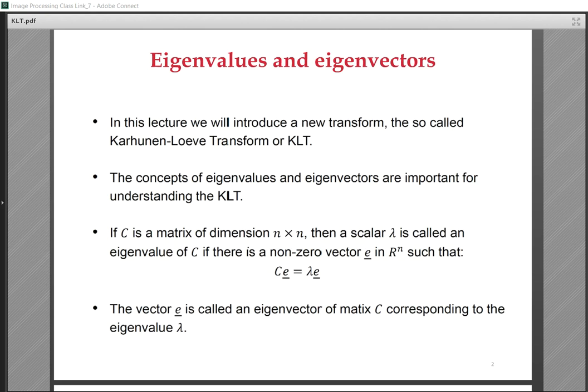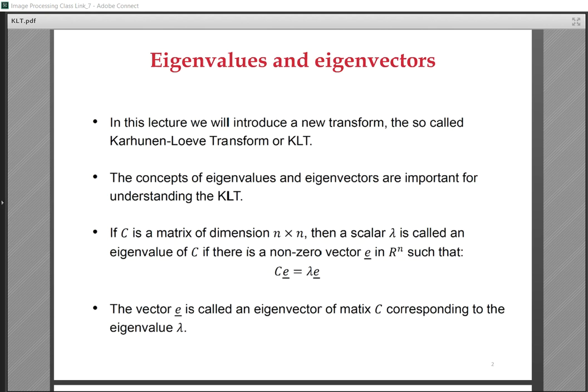Okay. In this lecture, we will introduce a new and the last transform, the so-called Karhunen-Loeve transform or KLT. Unitary transforms go, for example, from the x,y domain to the spectral domain, from a spatial domain to a spectral domain, or from x,y to u,v. The concepts of eigenvalues and eigenvectors are very important for understanding the principles of KLT.